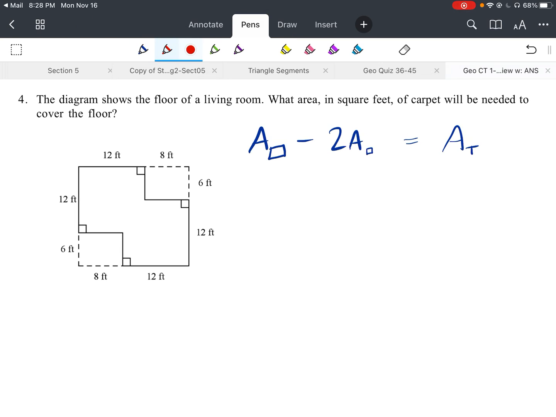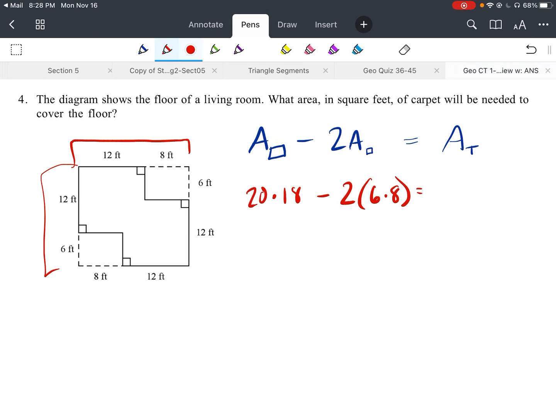So I'm going to take this base times height or length times width. And so this would be 20 by, and then 12 and 6 is 18, minus 2 times the area of one of these things. So that'd be 8 by 6. So 6 times 8. Okay, and that's my total area. And again, you can just throw that in the calculator, no problem there. And you should come up with 264 when you're done.